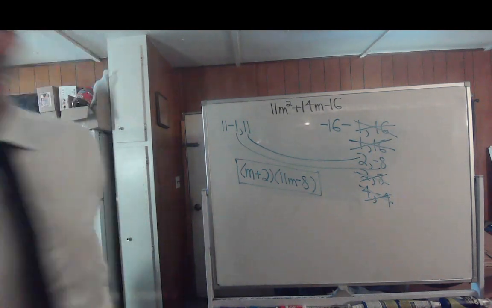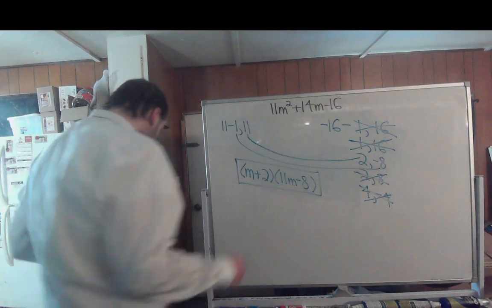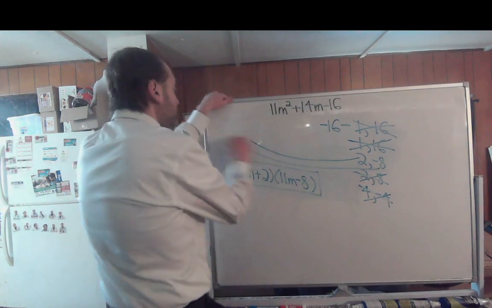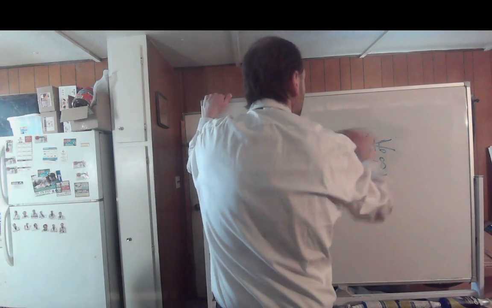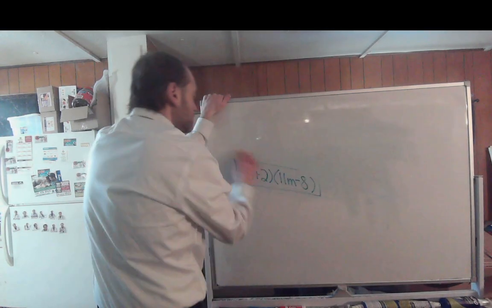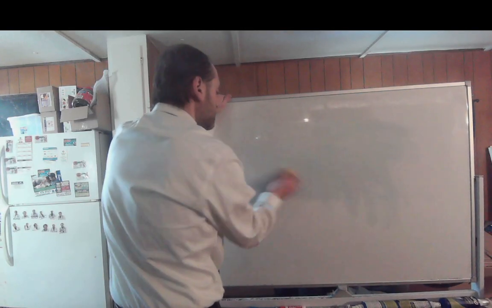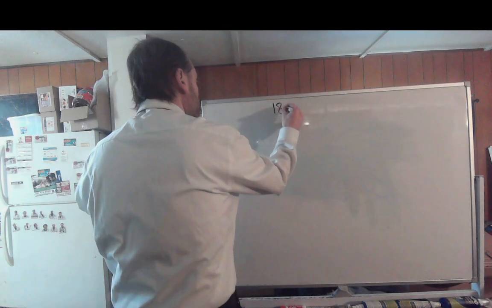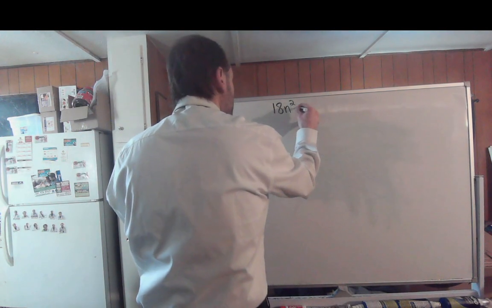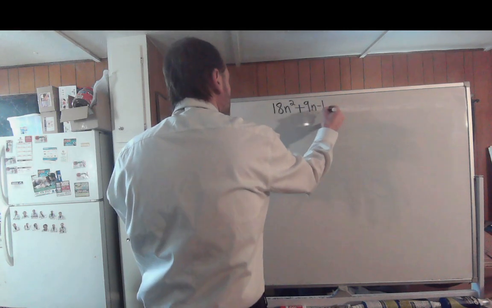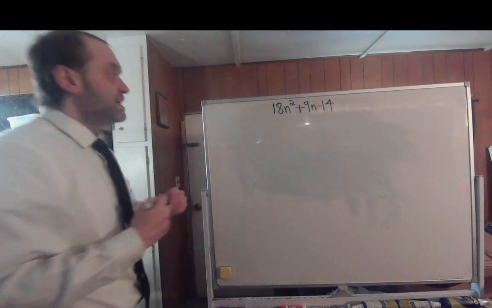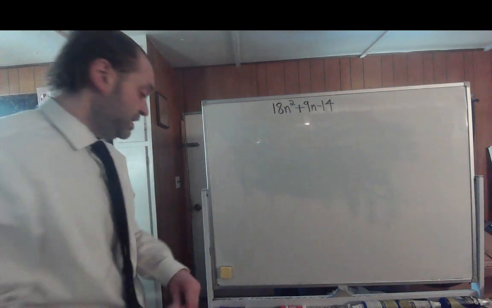I have about 4 more. All right. Let's see, 18n squared plus 9n minus 14. So we have 18n squared plus 9n minus 14.